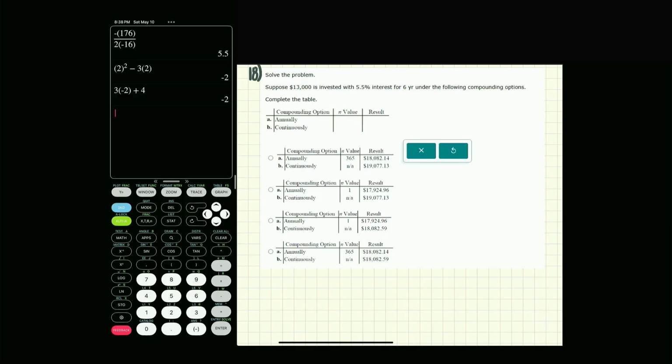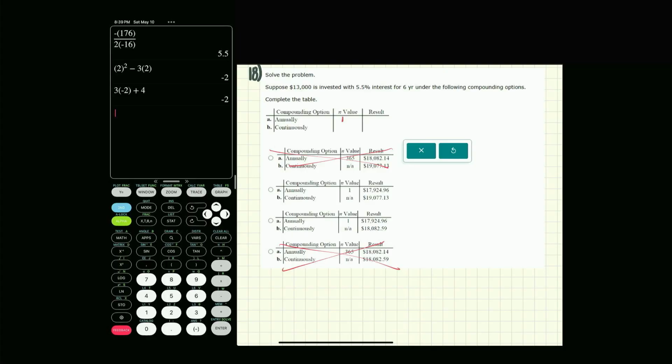Well, if we're compounded annually, we should know that that n value is 1, because that's once per year. Okay? So right away, we can eliminate some of these answers. Annually doesn't mean the n value is 365. That's incorrect. So this guy's out, and this guy's out. We know annually means an n value of 1.